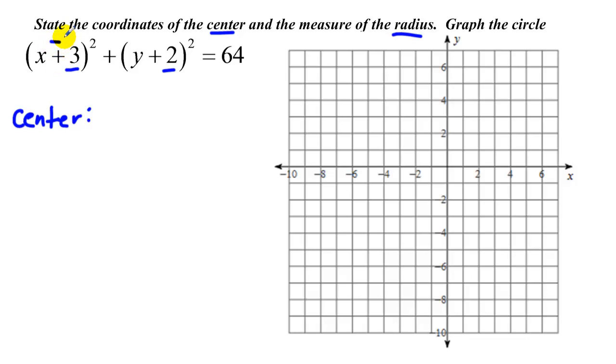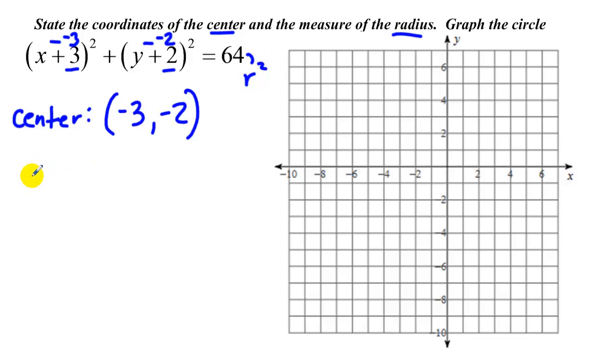So if we're adding it, you want to break it up and say that's x minus negative 3. Here it is again. If we're adding, that can be turned into subtraction with a y minus negative 2. So the center is what you're subtracting. You're subtracting negative 3 and you're subtracting negative 2. Now the radius is going to be found here. Remember though that this is the radius squared.